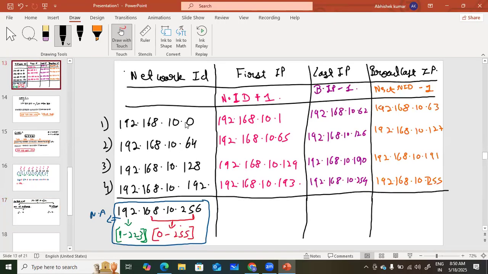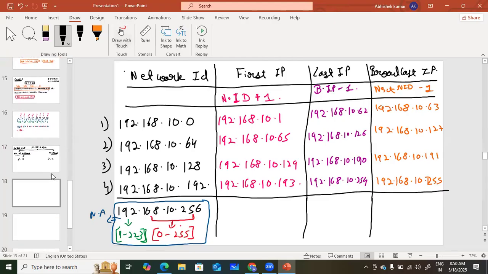You don't have to make all those 16 networks, just make 3 or 4, not more than that. Just make this table so that you can understand how the broadcast IP will be found out, and the last IP and first IPs.